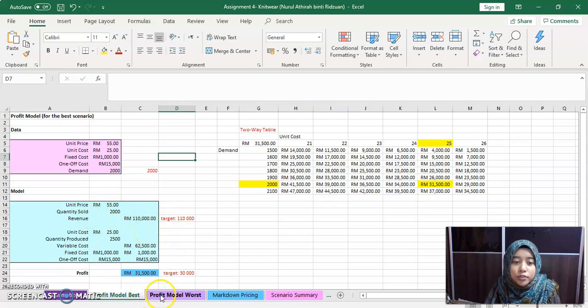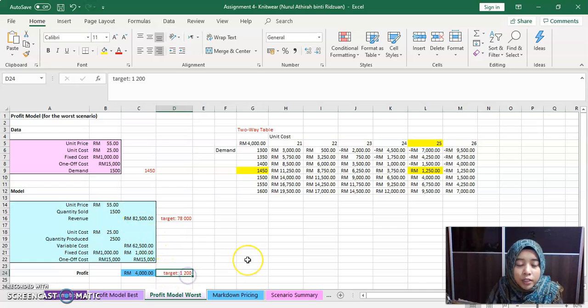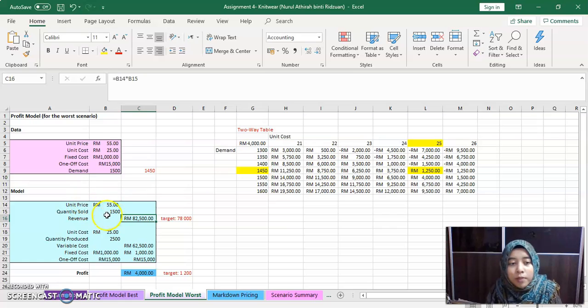Next, let's go to the profit model worst. At the profit model worst, I also use my assumption for the worst scenario. To calculate the profit model worst scenario, I need to target my profit. My target profit is 1,200. The revenue target is 78,000. So firstly, I need to calculate the revenue. Revenue comes from the unit price multiplied by quantity sold.